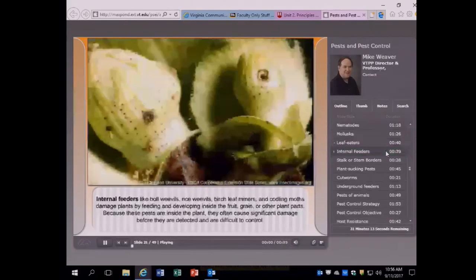Another group are internal feeders. These are insects and insect-like pests that feed and develop inside the fruit, grain, and other plant parts. Usually they're in the larval stage when they cause the damage. And of course the larvae are feeding for quite some time inside the plants. Some pests pupate inside their hosts. And because they're inside the plant, these pests often cause significant damage before they can be detected. They're also more difficult to control when they're inside the plant. Internal feeders include boll weevils, rice weevils, birch leaf miners, and codling moths.